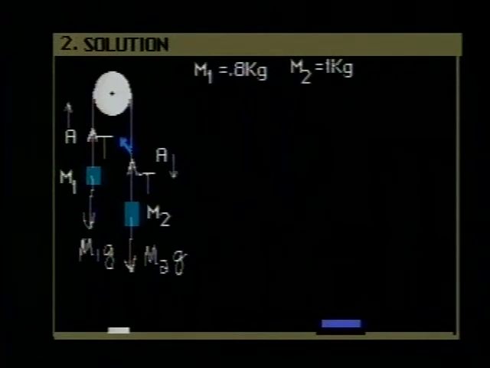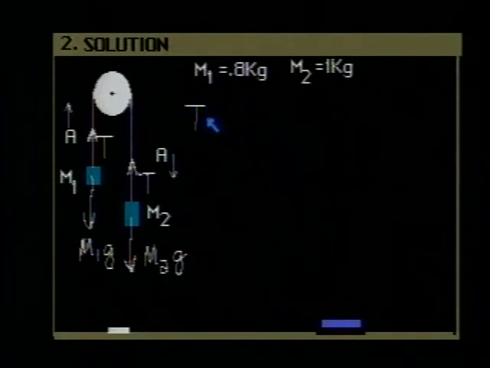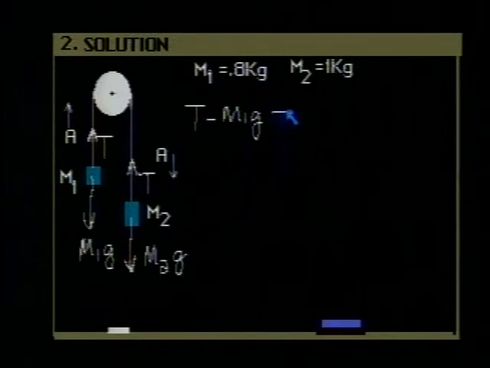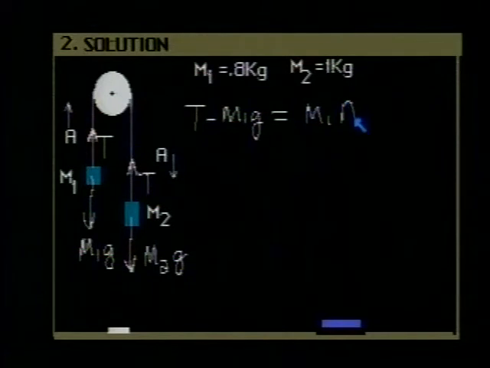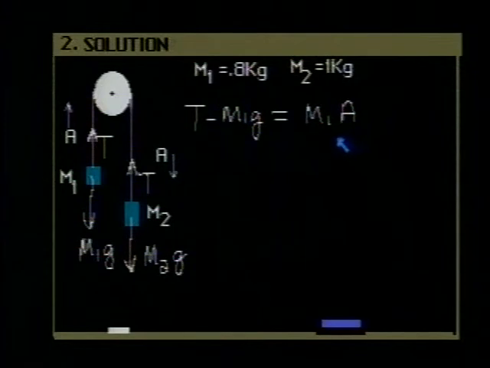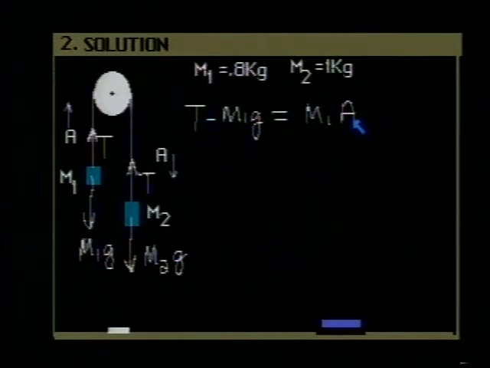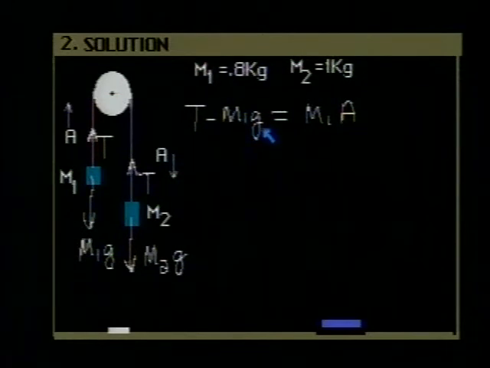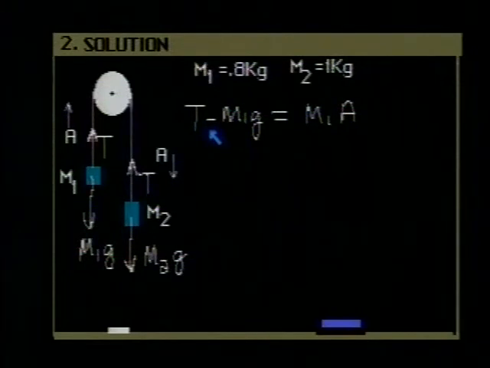We now write Newton's second law for the mass M1. We would write upwards T, downwards negative M1G is equal to M1 times A. Sum of the forces is equal to the mass times the acceleration. Both the tension and the acceleration are unknown in this equation. We do know the mass and G. We cannot solve this equation for either A or T. Let's see if we can find another equation.